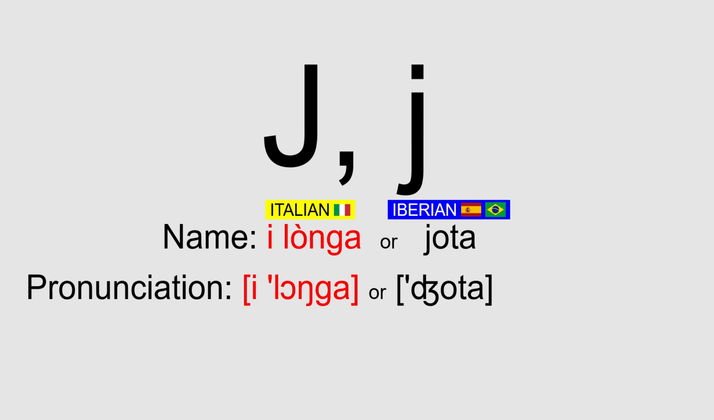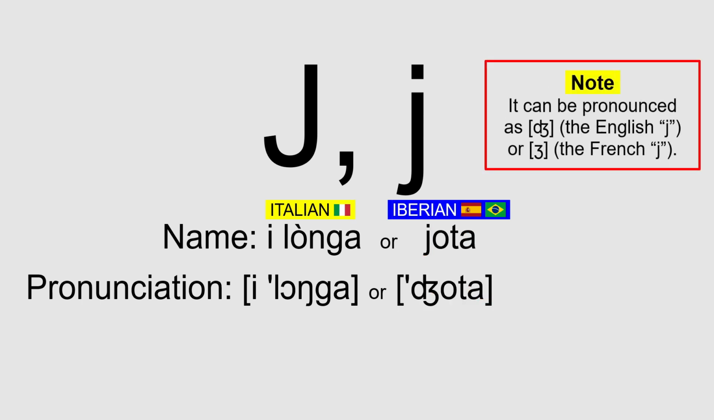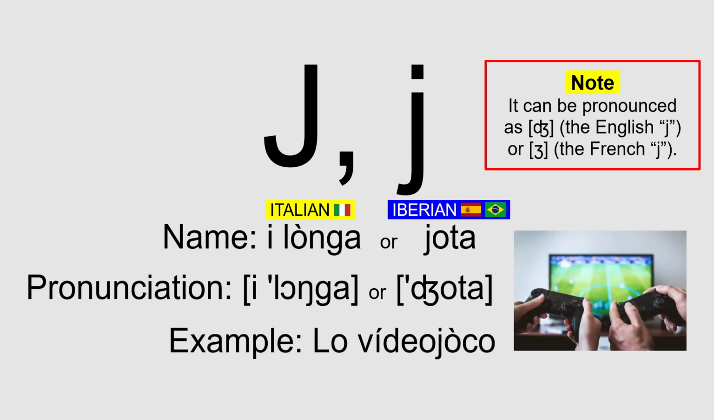I longa, the form that resembles what the letter J is called in Italian, and jota, the form that resembles Iberian Romance languages, such as Spanish, Portuguese, and Catalan. It is worth noting that the letter J in Neolatin can be pronounced like the English J, ja, or the French J, ja. So in this example, we can say videogioco or videogioco. Both pronunciations are acceptable, but the first pronunciation with ja is considered standard.